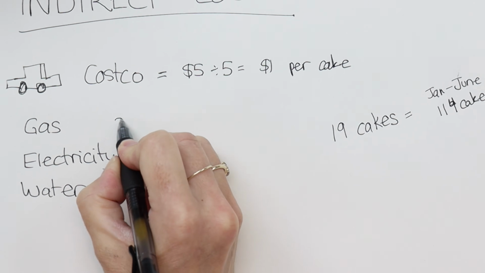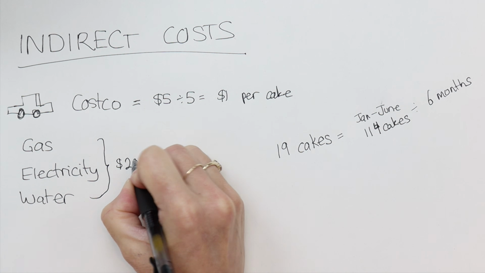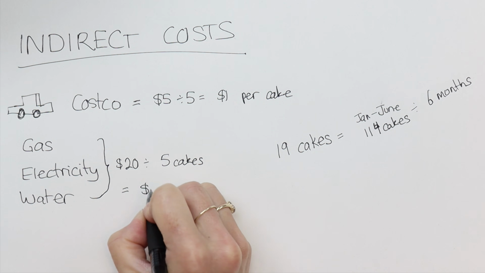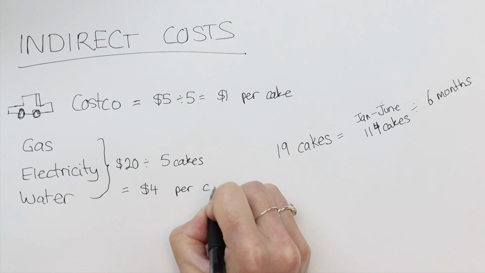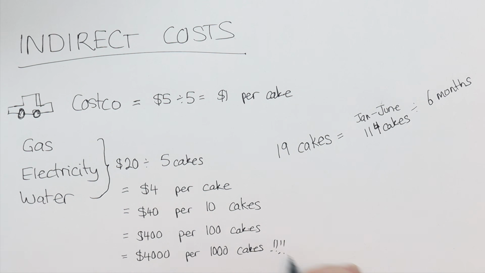If your gas or electricity or water costs are $20 higher on the months you make cakes, and again, let's say you make 5 cakes a month, that's $20 divided by 5, which is a $4 cost added to each cake. This sounds trivial because the numbers are so small, but everything adds up.